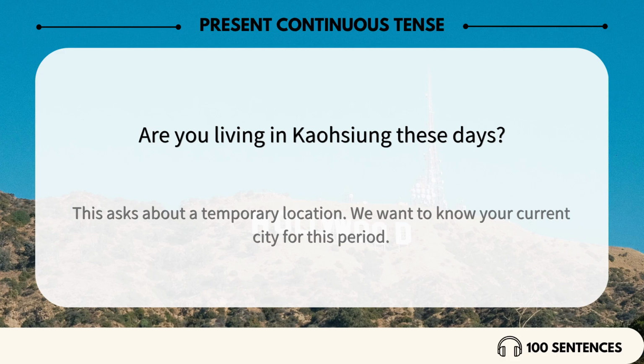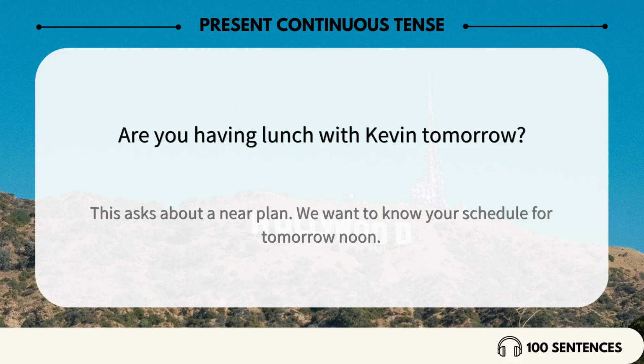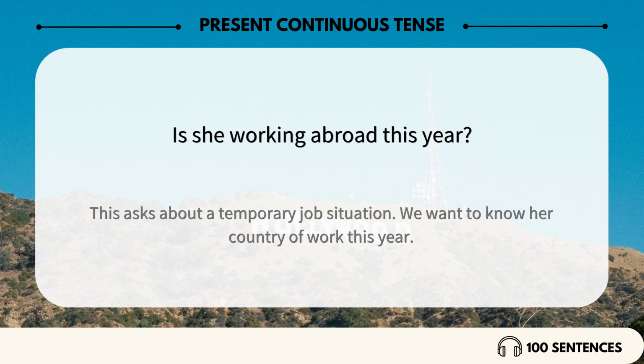Are you living in Kaohsiung these days? This asks about a temporary location. We want to know your current city for this period. Are you having lunch with Kevin tomorrow? This asks about a near plan. We want to know your schedule for tomorrow noon. Is she working abroad this year? This asks about a temporary job situation. We want to know her country of work this year.